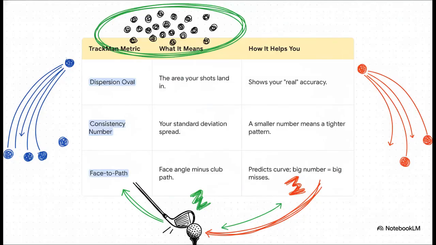Now, don't let the data intimidate you, because TrackMan makes this super simple. The dispersion oval, that's just the picture of your shot pattern. Then there's the consistency number. All you need to know is a smaller number is better. It means a tighter pattern. And face to path, that number is gold. It tells you why the ball is curving, which helps you figure out the root cause of those big, ugly misses.